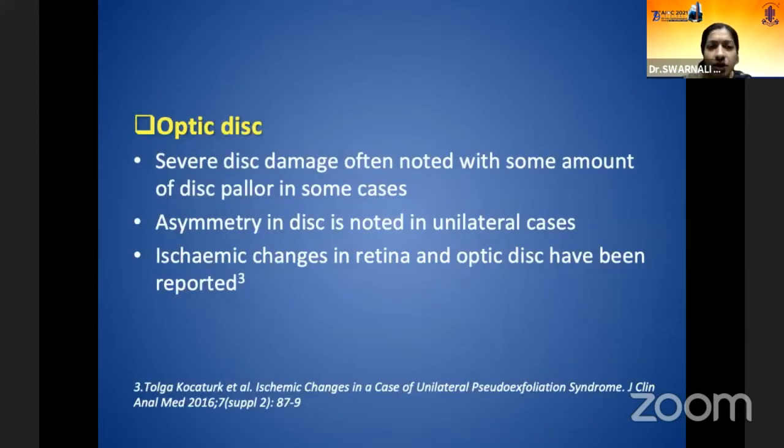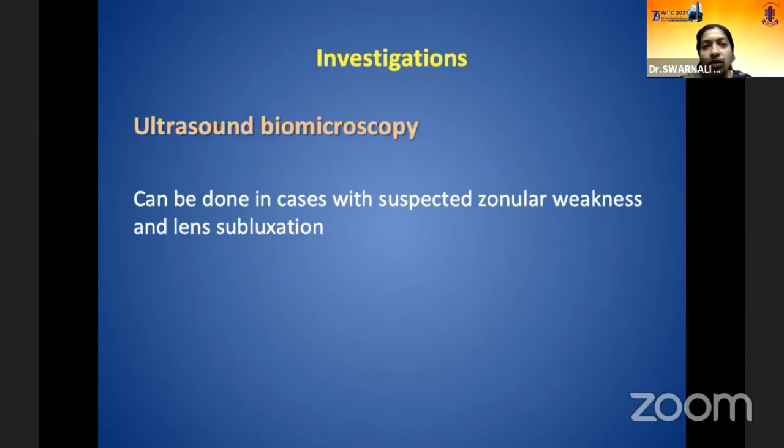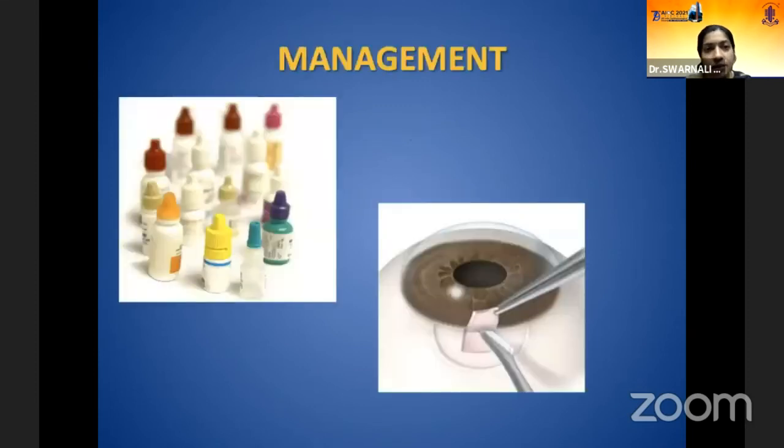The optic disc evaluation often shows severe disc damage and some amount of pallor in some cases, as ischemic changes in the retina and optic disc have been reported due to deposition of this material on the vascular endothelium. Asymmetry in the disc is noted in unilateral cases. Though the diagnosis is mainly clinical, ultrasound biomicroscopy can be done in cases with suspected zonular weakness and lens subluxation to find out the degree of weakness.